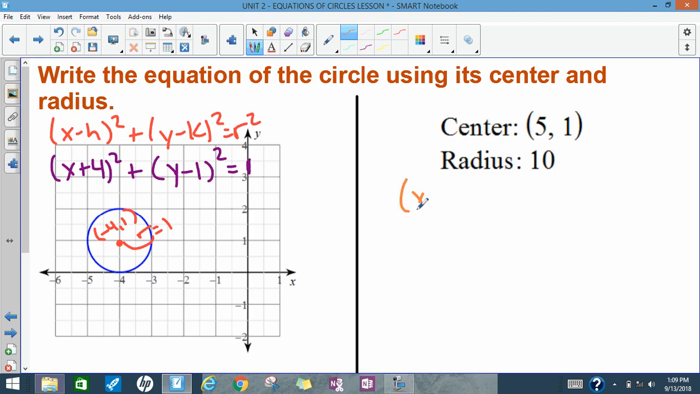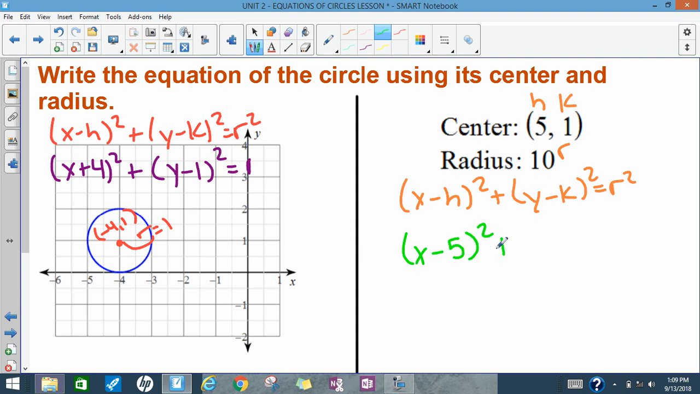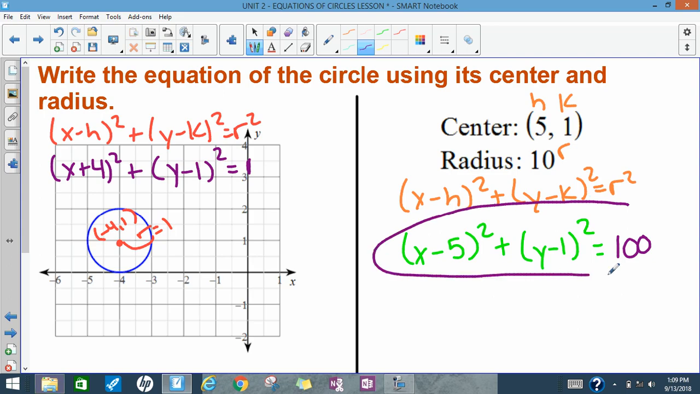I can do the same thing here. And I like to write the equation of a circle down every time so I can see where the numbers are supposed to go. Sometimes I might even label 5 with an h, 1 with a k, and 10 with an r. And now I just have to plug in. 5 goes in for h, 1 goes in for k, and 10 goes in for r. And I can simplify this right side by calling it 10 squared, which is 100. So there's my equation that describes a circle with center (5, 1) and radius 10.